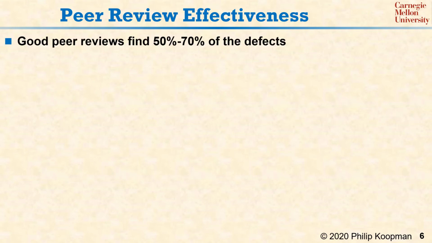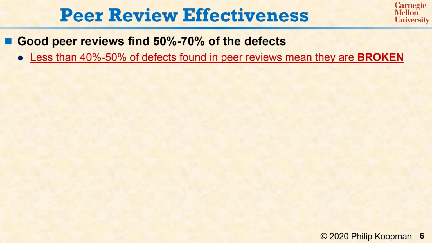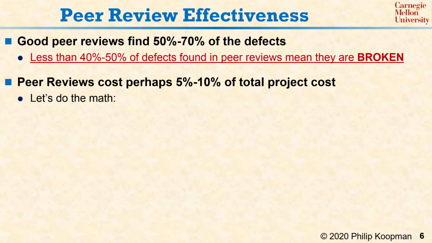Good peer reviews find half to 2/3 or sometimes even more of all the defects in your software. If you're finding less than about half the defects in your peer reviews, that means they're broken. Teams commonly say that they don't have time for peer reviews. So let's do some math and see if that makes sense.